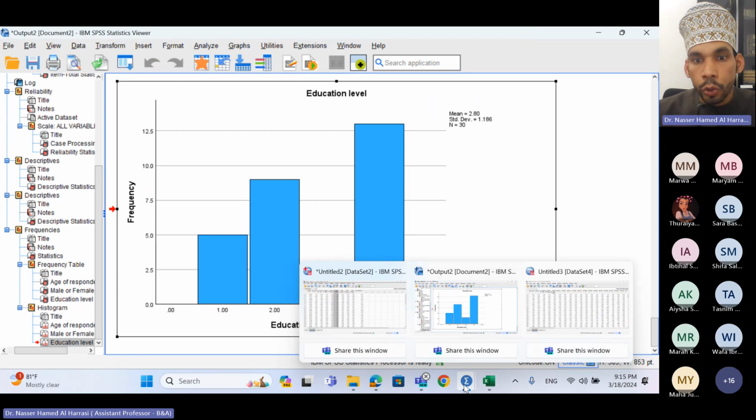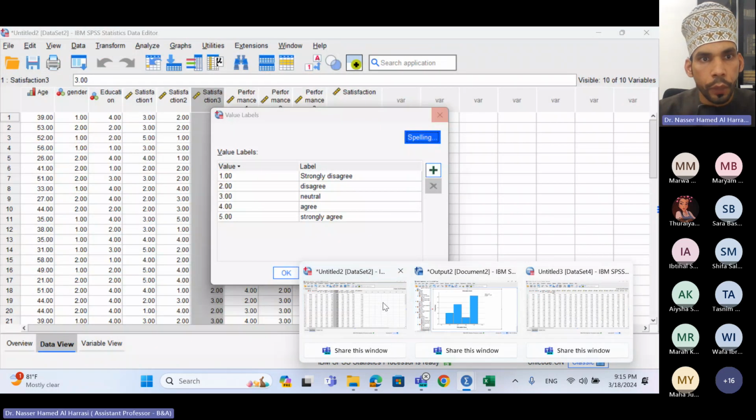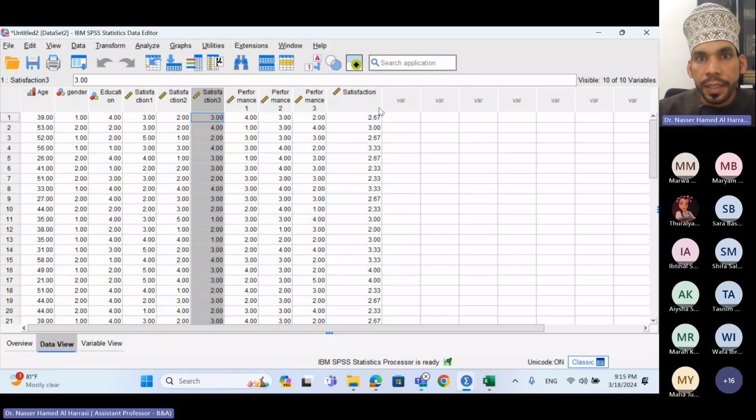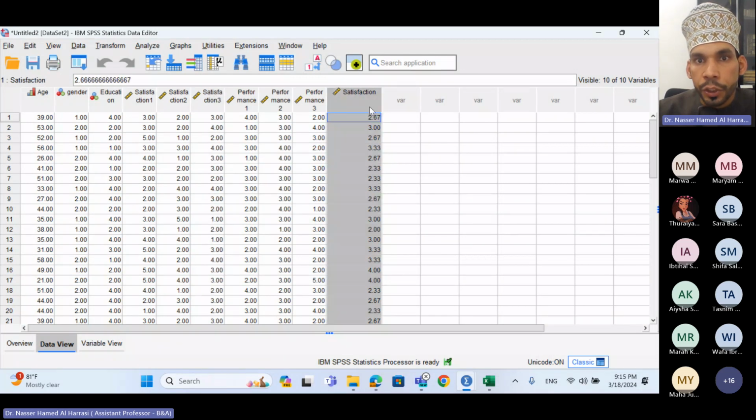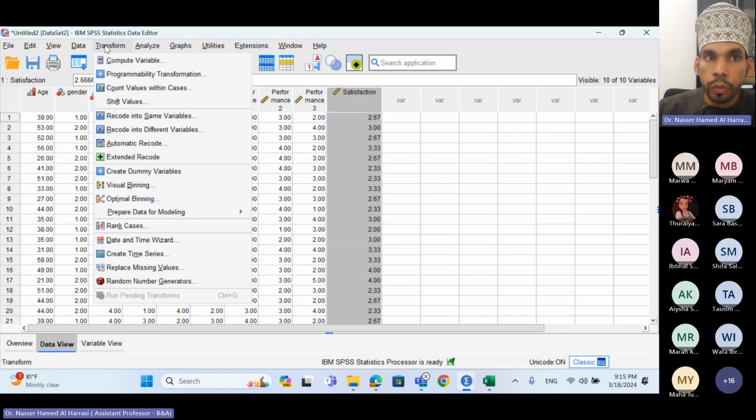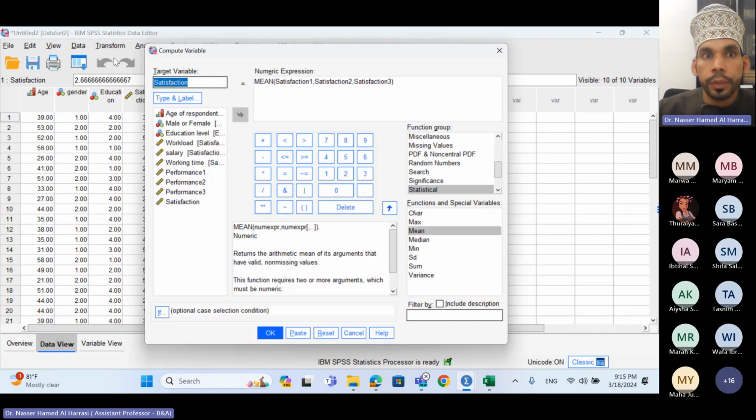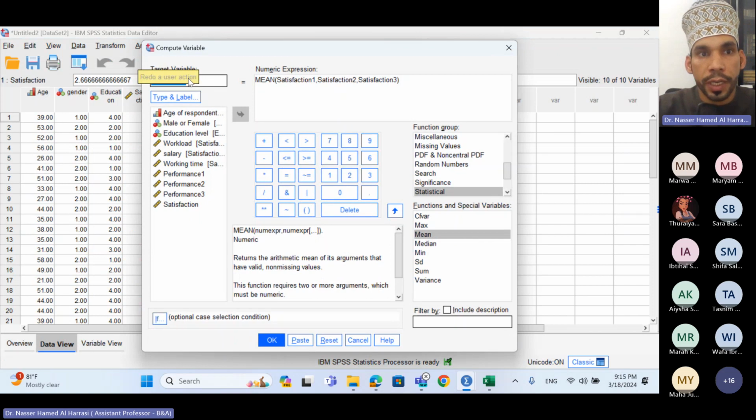Then if we go to our data set, see here, another variable generated, which is called satisfaction. Then again, we will do the same process for employee performance, because we have 3 questions related to employee performance. So we will go to Transform, Compute Variables, then we are going to change the target to employee performance.